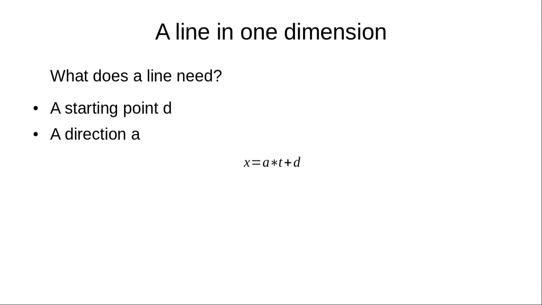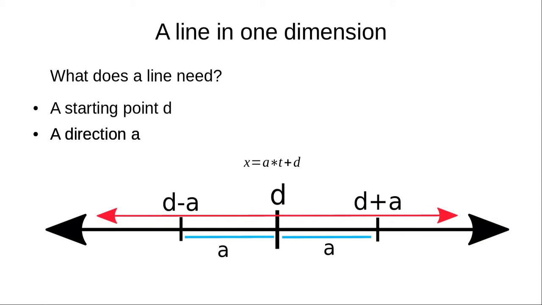Now, if we graph this, we get a line that starts at D and moves forward by A every time t increments. You might be asking yourself what t is. T is what mathematicians call a parameter. This is used to create a line by plotting all the x's generated from all the t's in the equation.